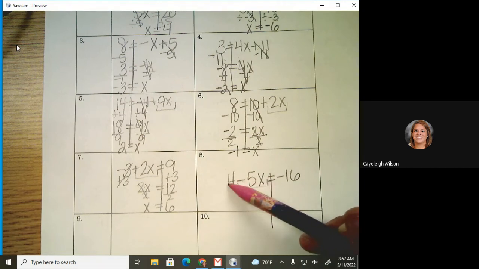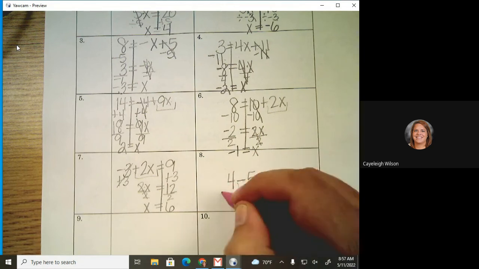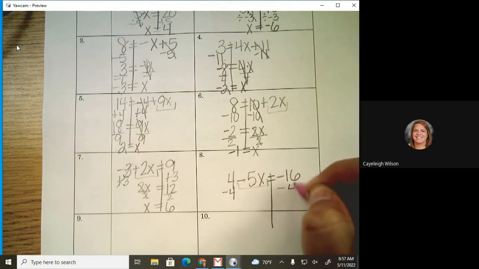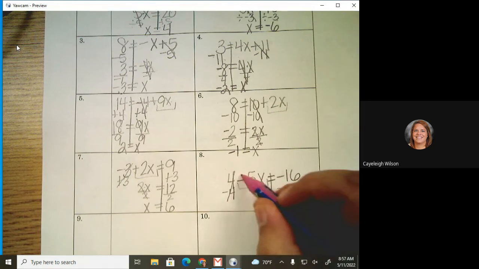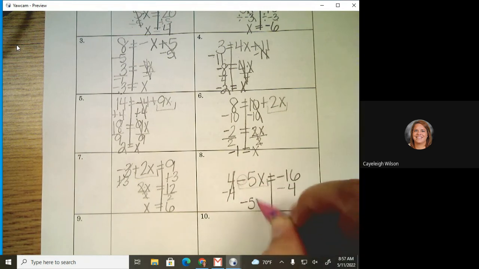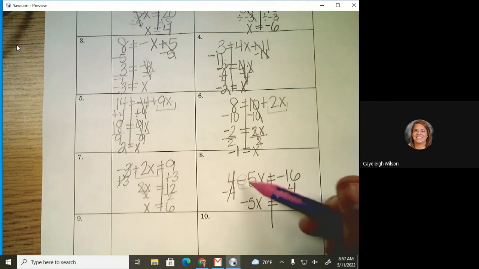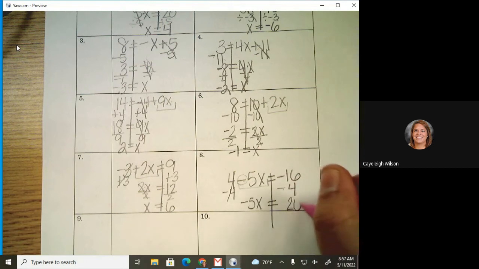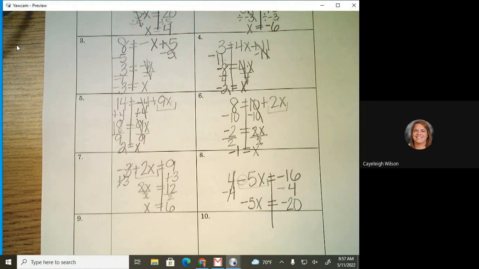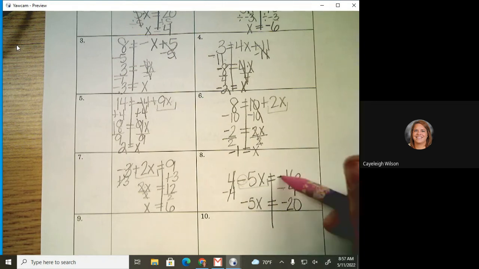This is a positive 4. So I'm going to subtract 4 to move it to the other side because 4 minus 4 is 0. I have that negative 5x that will stay there. That sign in front is the sign that it keeps. Negative 16 minus 4, that same sign. Add and keep. So 16 plus 4 is 20. They're both negative, so I keep the sign. Same sign, add and keep.